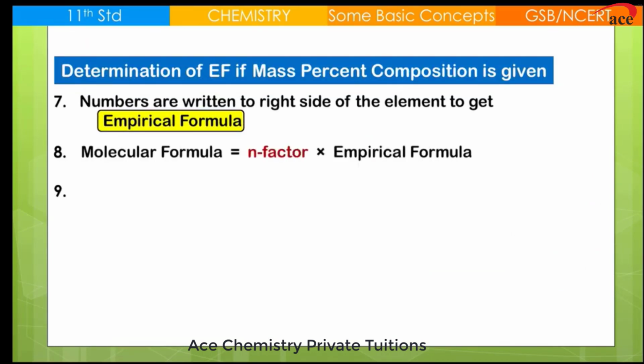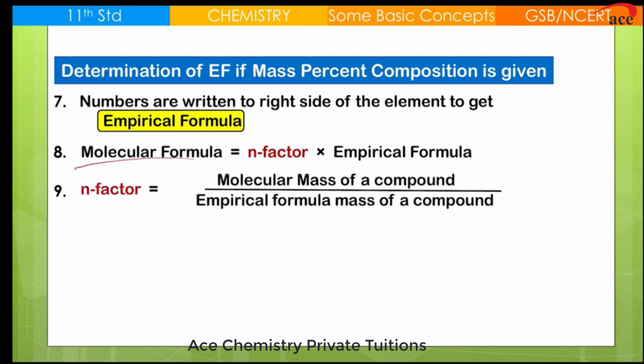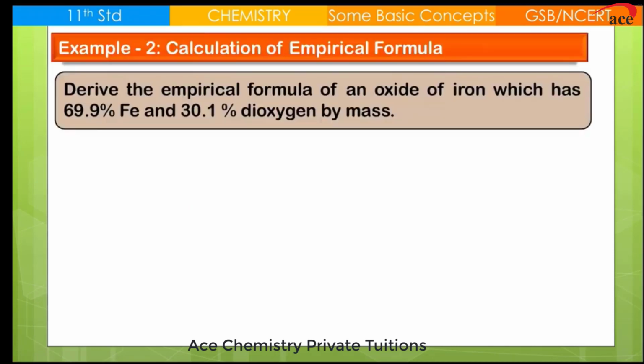What next? Then you get the empirical formula. From the empirical formula, get the molecular formula. For that, calculate n by the formula: molecular mass upon empirical formula mass. This is how you can get it.